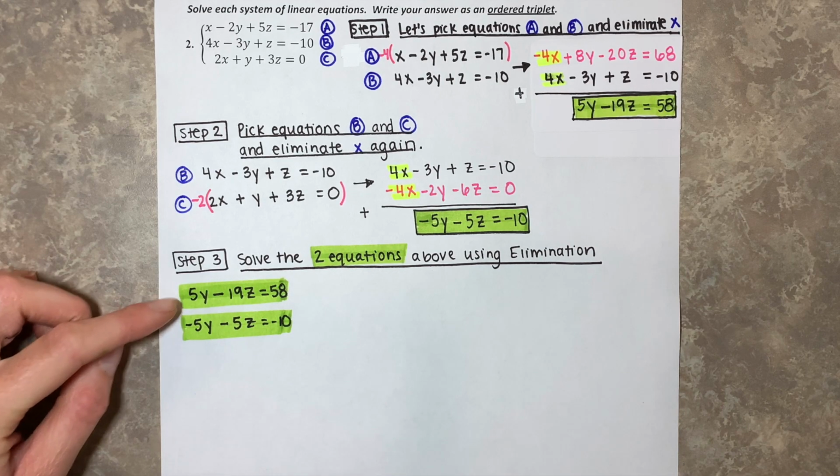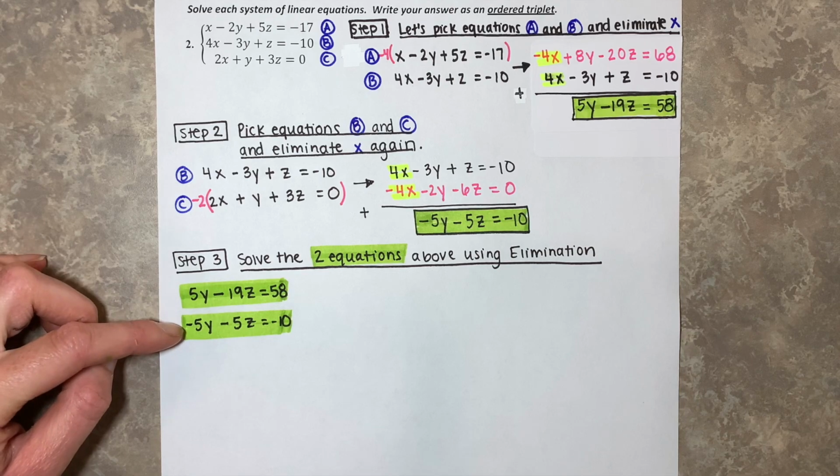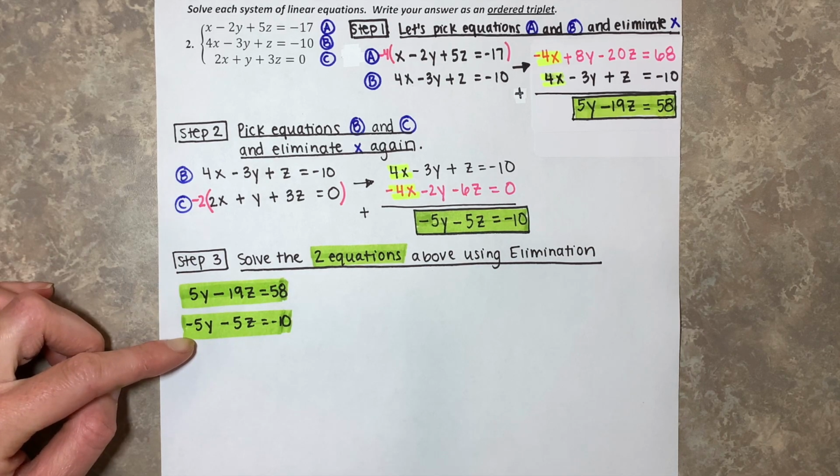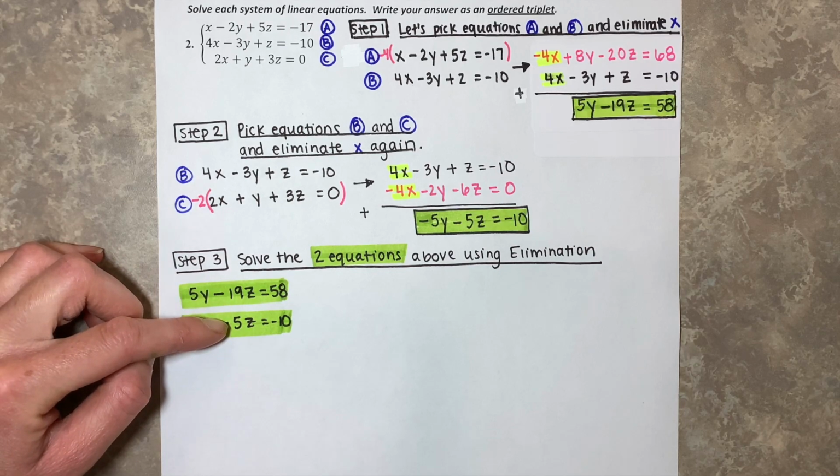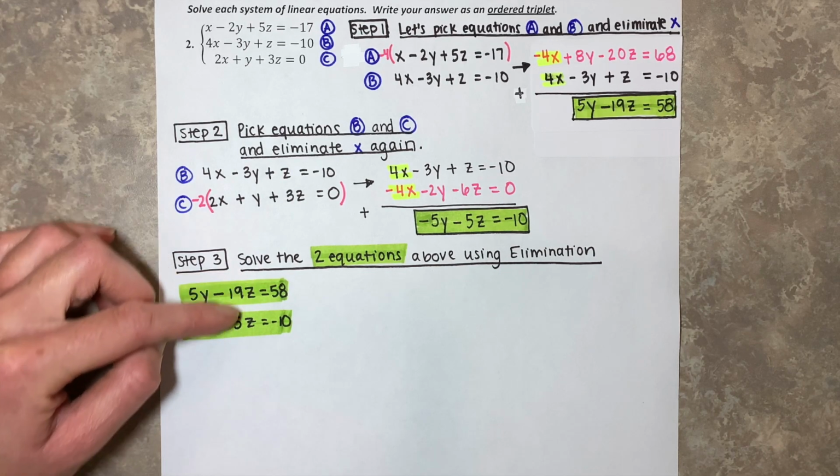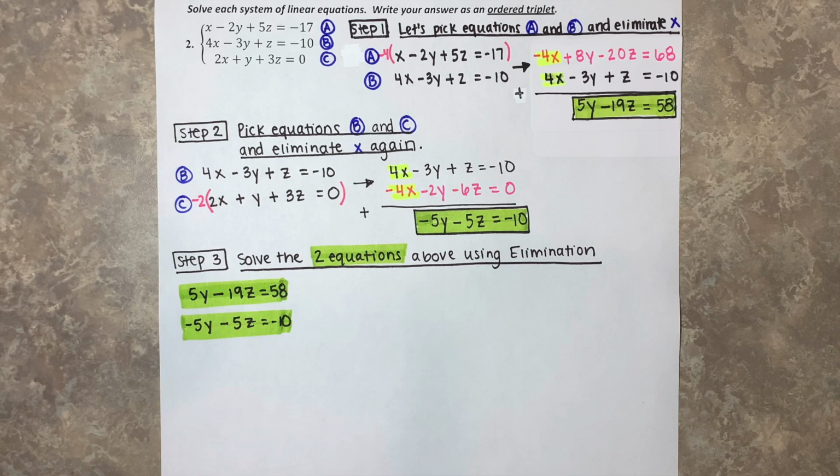To solve a system like this, we need to either get the y's to have matching but opposite coefficients, so that the y's will be eliminated, or we need to get the z's to have matching but opposite coefficients so that the z's will be eliminated. Either approach will work, but I noticed that the y's already have matching but opposite coefficients, so it's going to be easiest to eliminate the y's.